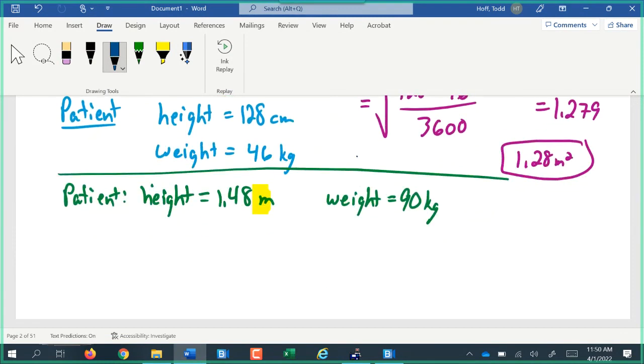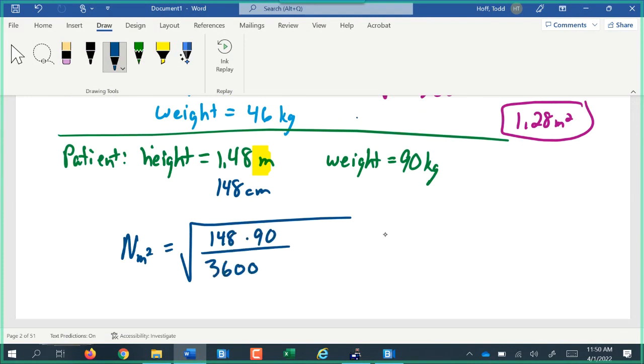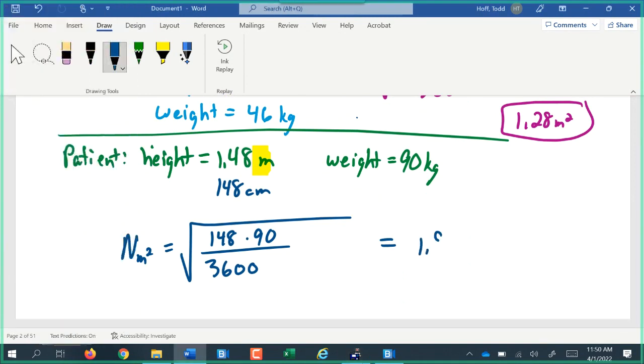So our first step here is the 1.48 meters has to become 148 centimeters. So then our body surface area in meters squared is going to be the square root of 148 times 90 divided by the 3,600. So simply square root 148 times 90 divided by 3,600. Again, we have to make sure we close our parentheses on our square root. It equals, we get 1.92 meters squared.